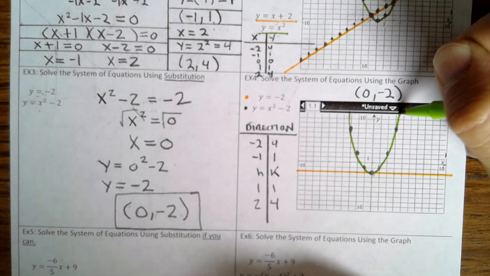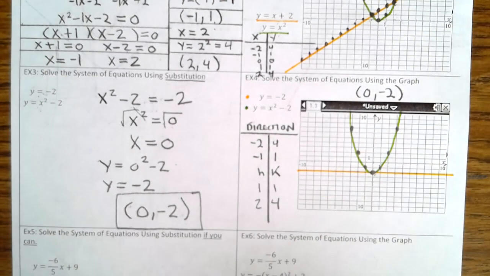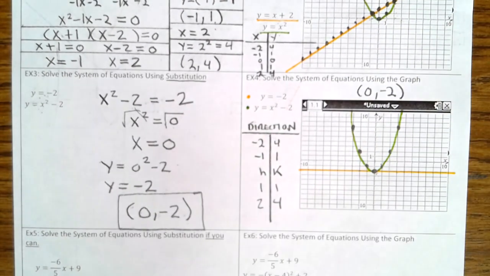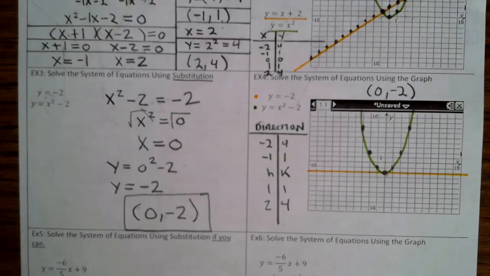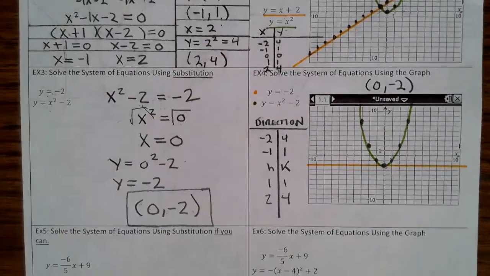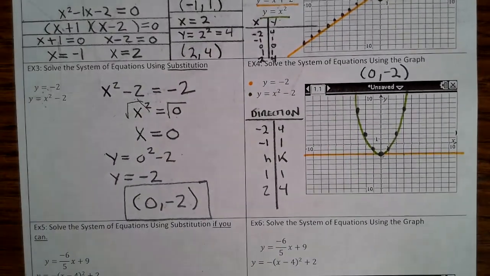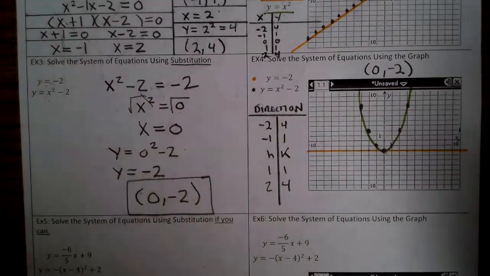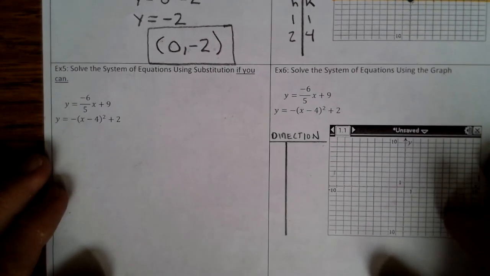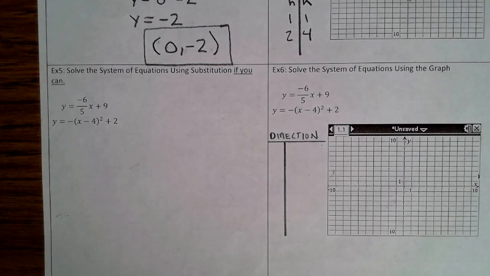You can see here that they both intersect at the point 0, -2. Okay. All right. Now let's look at example 5. Now solve the system of equations using substitution if you can.